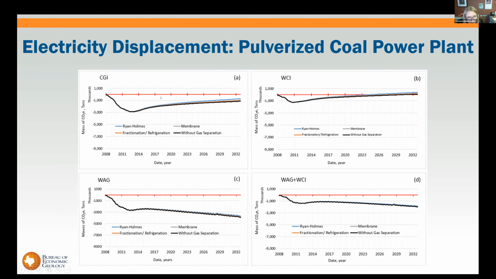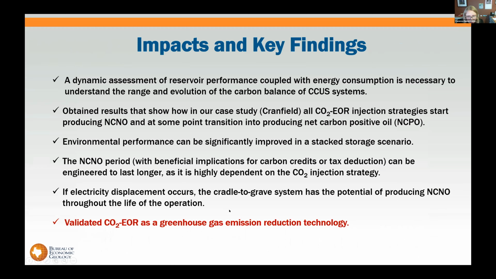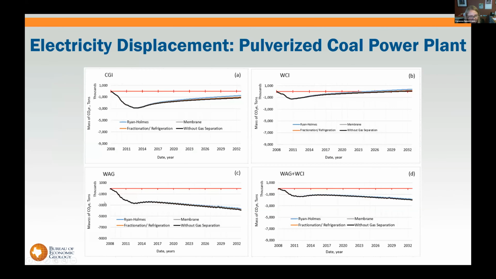Here you can see that WAG, the two WAG scenarios, perform very well. They remain producing net carbon negative oil throughout the entire life of the operation, including electricity displacement for sure.